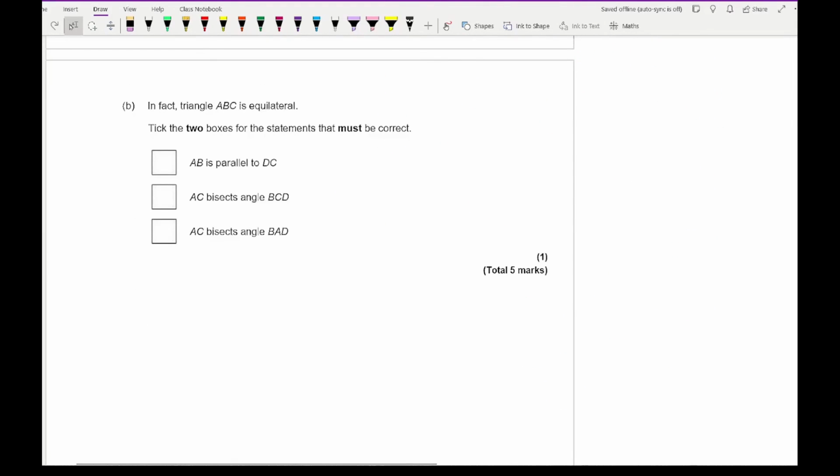So moving on to question B, it says in fact the triangle ABC is equilateral. Tick the two boxes in the statement that must be true. Well, if that's true, then AB is going to be parallel to DC, and AC is going to bisect the angle BCD, and so it's just the top two that we need to tick.